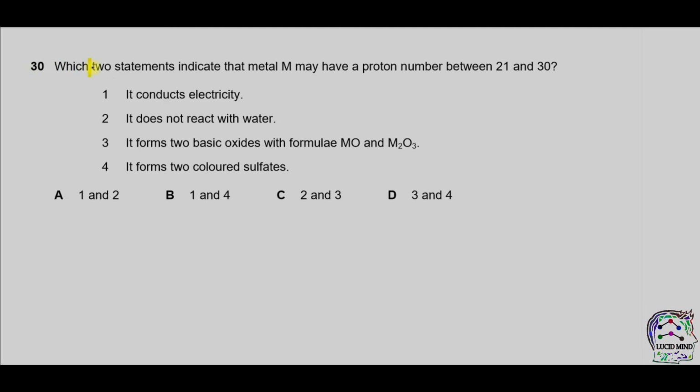Question 30. Which two statements indicate that metal M may have a proton number between 21 and 30? Now looking at the periodic table, we see that the atomic number of scandium is given as 21, while the atomic number of zinc is given as 30. From scandium to zinc, all are transition elements or transition metals.